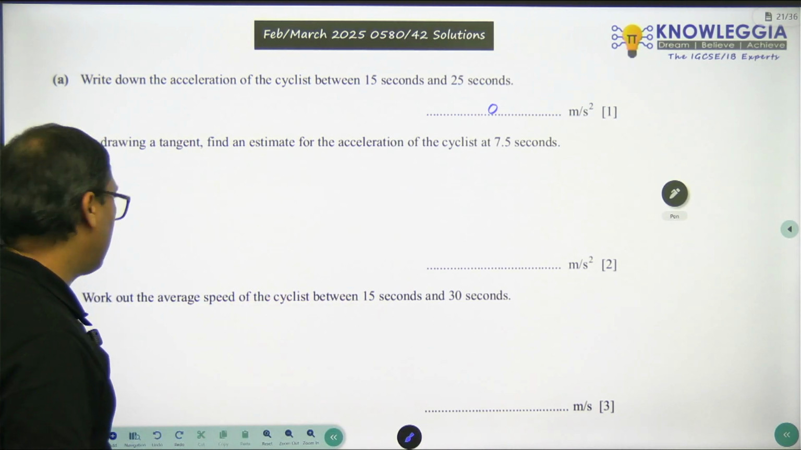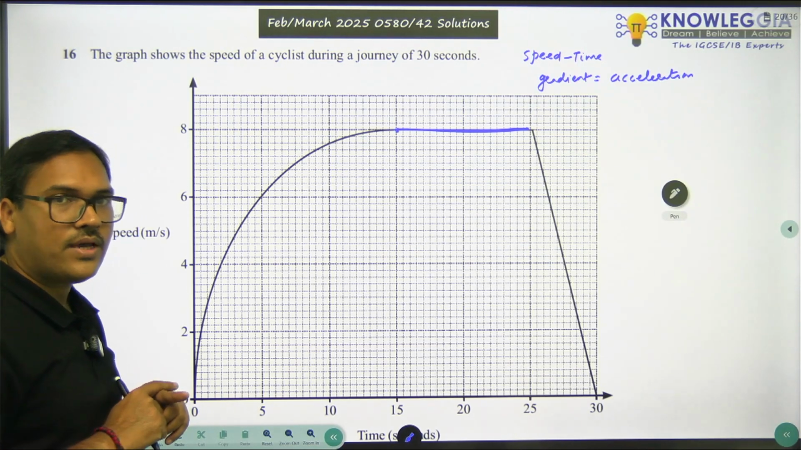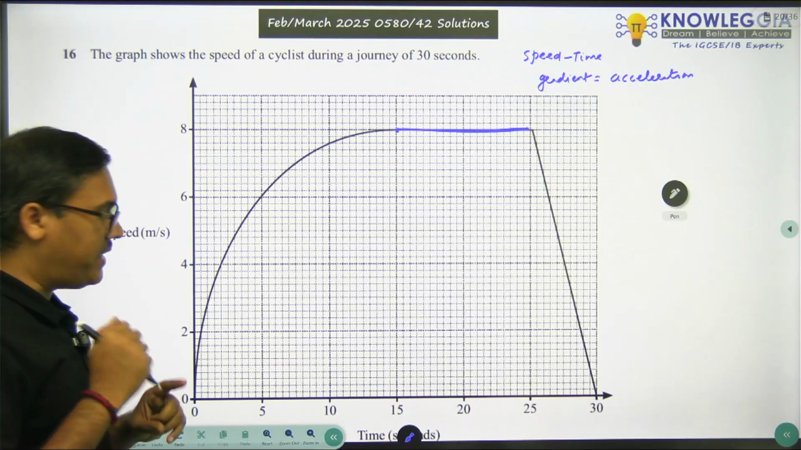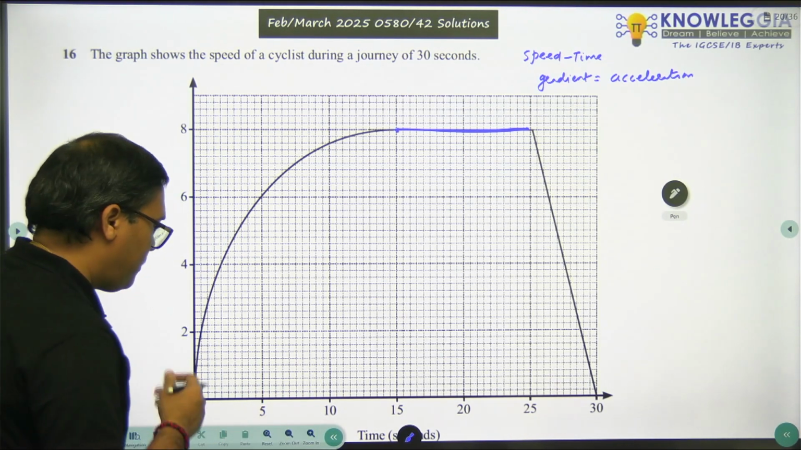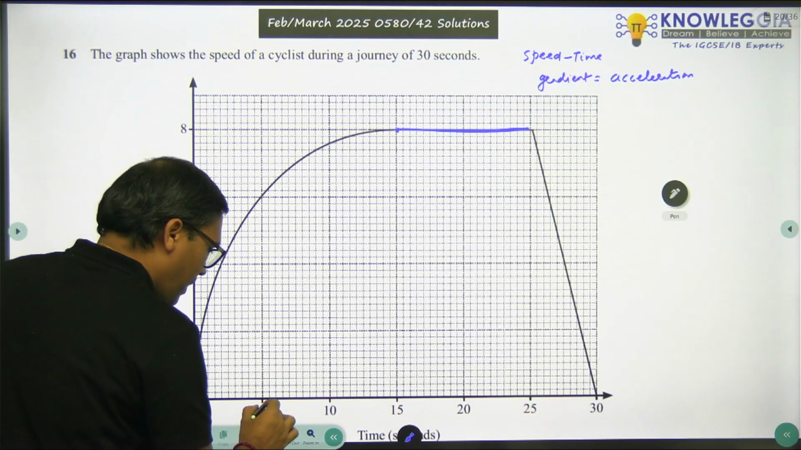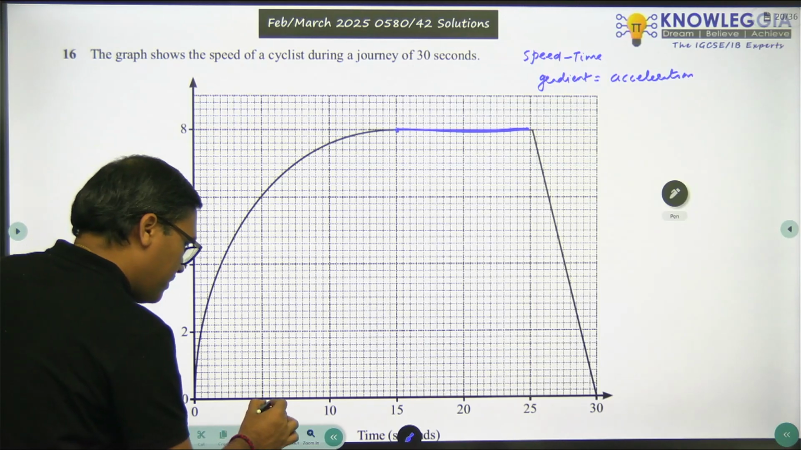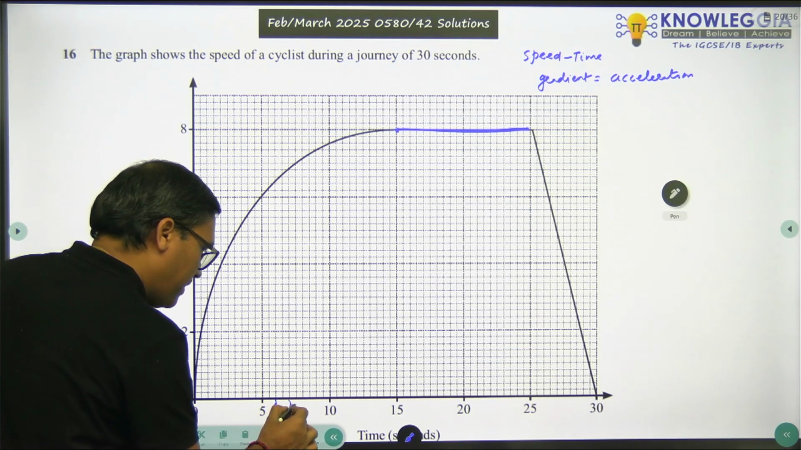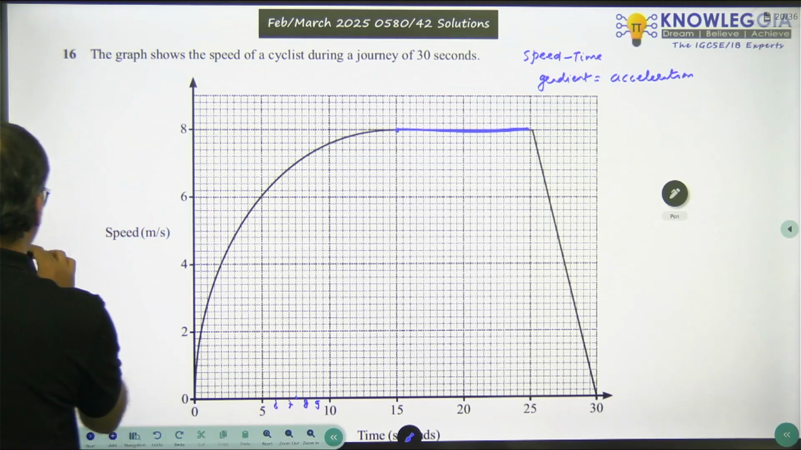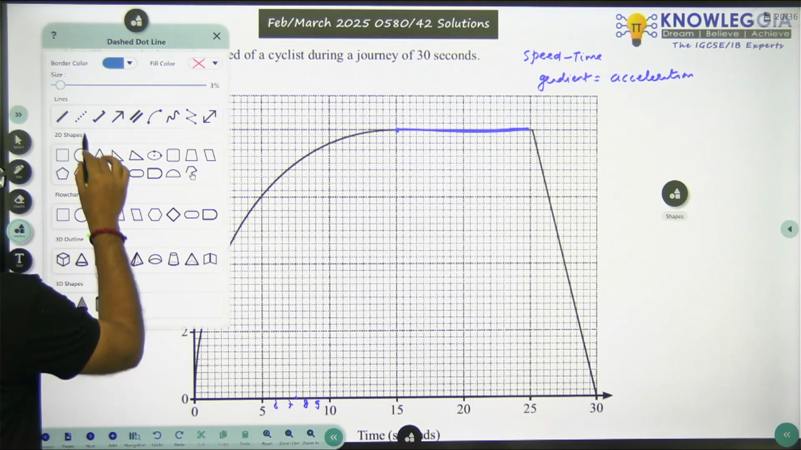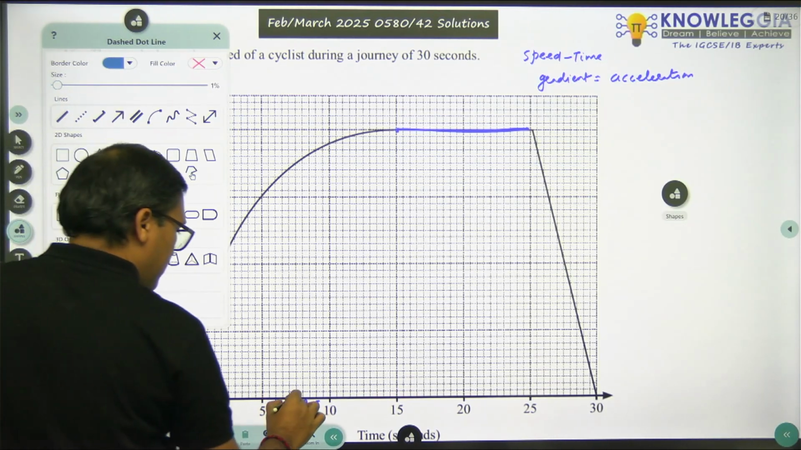Second, by drawing the tangent, find the estimate of the acceleration of the cyclist at 7.5 seconds. So at 7.5 seconds, what is the acceleration? That is by gradient. So at 7.5, we'll find the gradient. How many units are there? 5. So 5 divided by 0.2. 6, 7, 8, 9, 10. 7.5 is somewhere here. So let me draw the 7.5 line. This is 7.5.